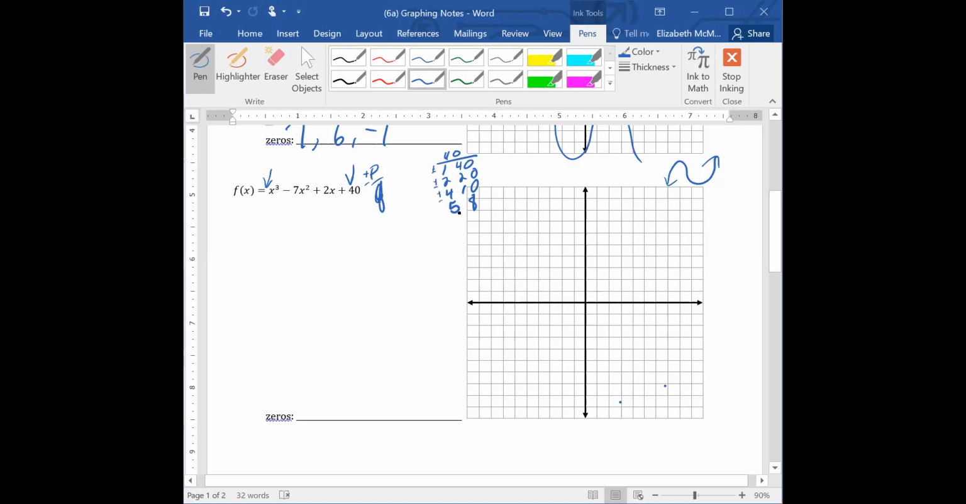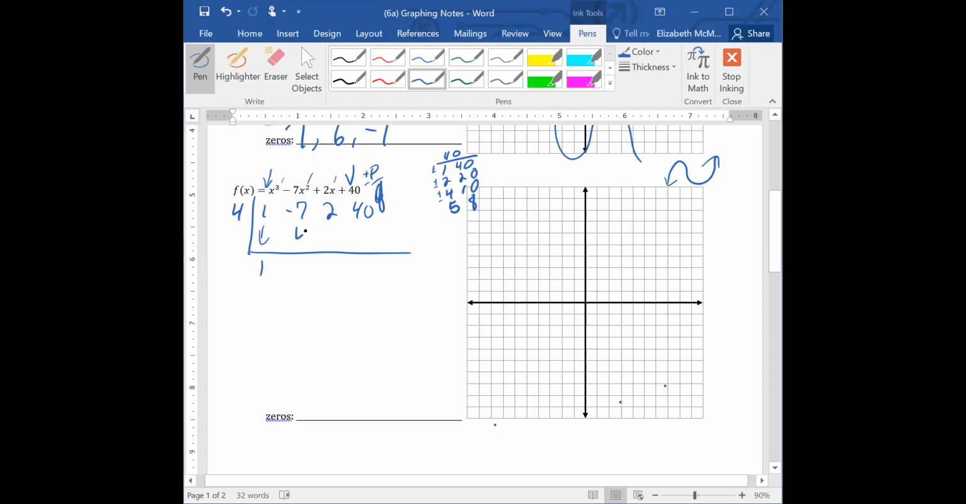Now we can go through a big old long list of all of these until we find the first one, but I'm just going to tell you for this particular one, 4 is one of our zeros. So let's just use 4. So 1, negative 7, 2, 40. Double check to make sure we don't need any placeholders. I have x cubed, x squared, x, and a constant. So we're good. Bring down my 1.